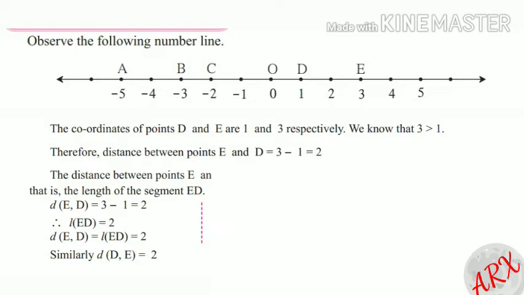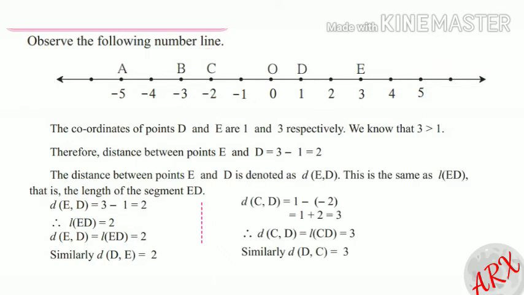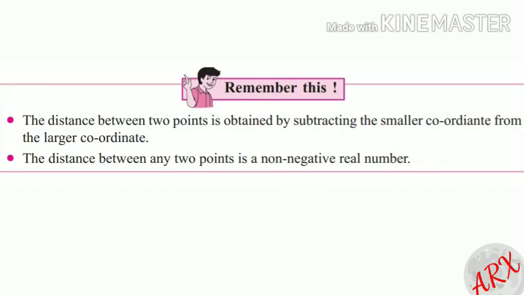Now observe points C and D. So distance CD will be 1 minus (minus 2) equal to 1 plus 2 equal to 3. As 1 is greater than minus 2, we subtract minus 2 from 1. Students, always remember the distance between 2 points is obtained by subtracting the smaller coordinate from the larger coordinate, and the distance between any 2 points is a non-negative real number. So distance cannot be negative, it should always be positive.